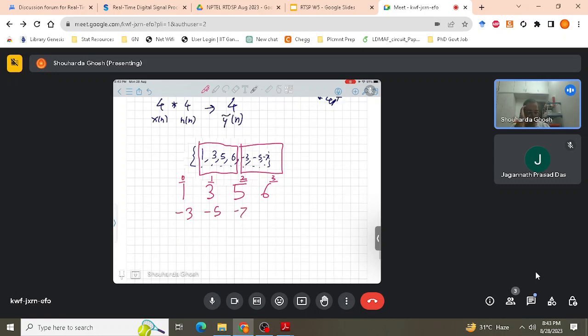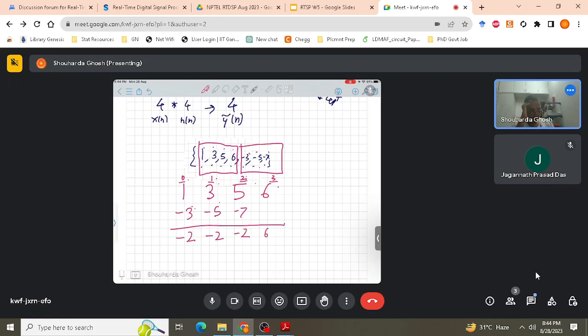Understood what I have done over here? I have done 1 3 5 6. I have noted all of these first block elements first. Then the next block I am directly placing it down. So minus 3 will come down on 0. I am considering them again as a new sequence and placing them over the indices. 0 will have minus 3, 1 will have minus 5, and 2 will have minus 7. Now I add them. Minus 3 and 1 is minus 2, 3 and minus 5 is minus 2, 5 and minus 7 is minus 2, and 6.